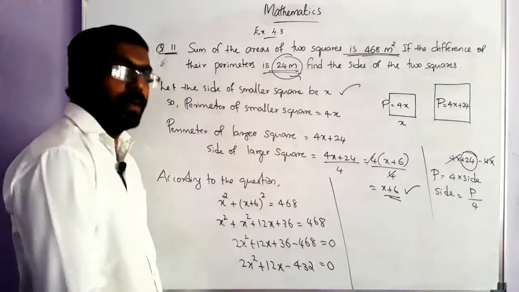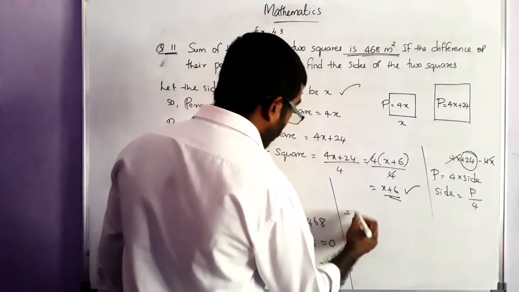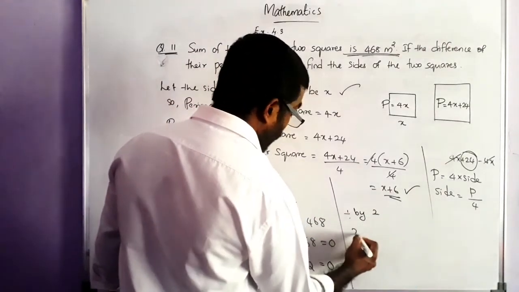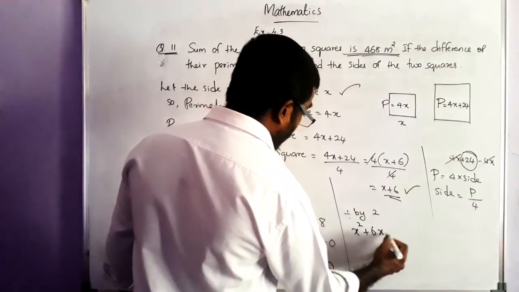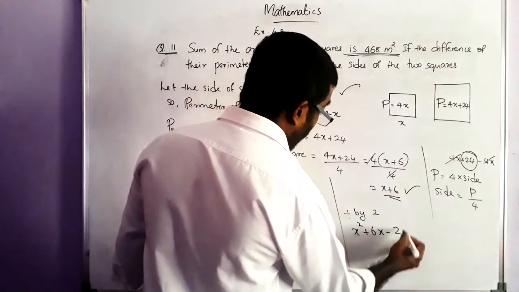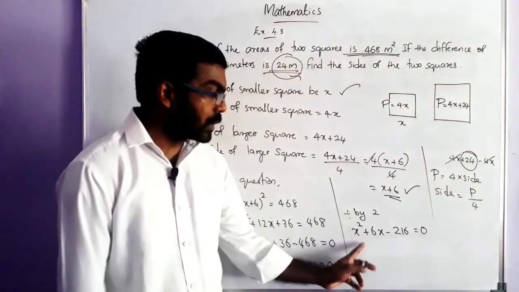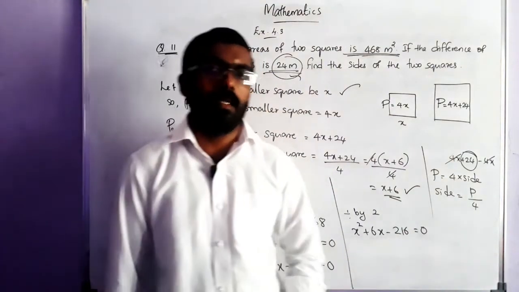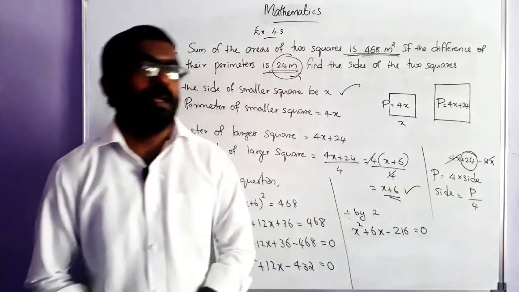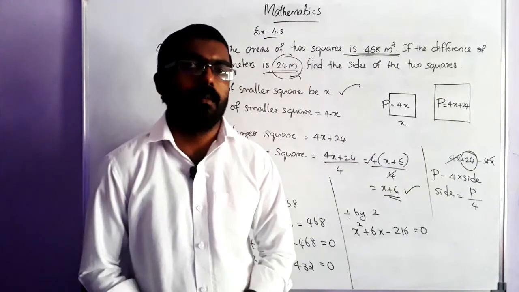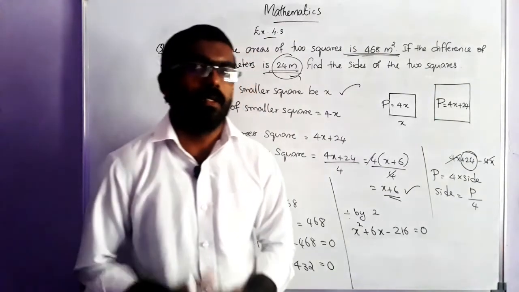Okay, clear? Now we can divide the equation by 2. That is x square plus 6x minus 216 is equal to 0. So here the quadratic equation is x square plus 6x minus 216 is equal to 0, and on solving you will get the answer. Okay, the remaining part is homework, so do it yourself.